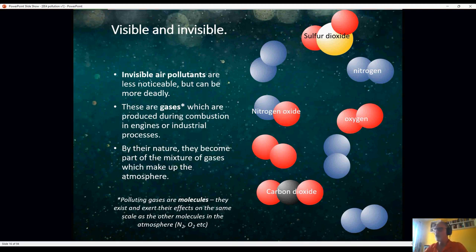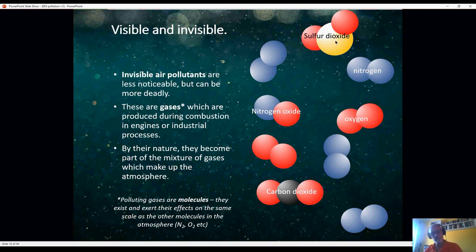So normal air is made up of about 78% nitrogen, about 21% oxygen, and there's a few other bits and pieces. A very small amount of carbon dioxide, although that's increasing, but that's another tale. But when we're talking about air pollution, we have things like nitrogen reacting with the oxygen to give us things like nitrogen oxide, or we have things like sulfur reacting with the oxygen to give us sulfur dioxide, sulfur trioxide.